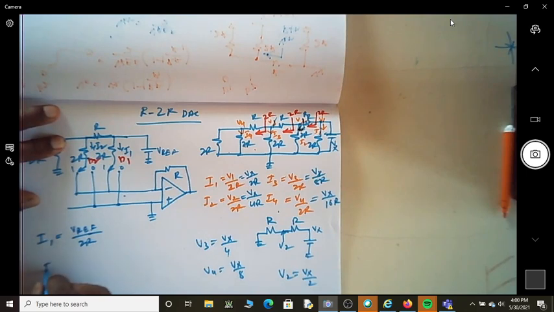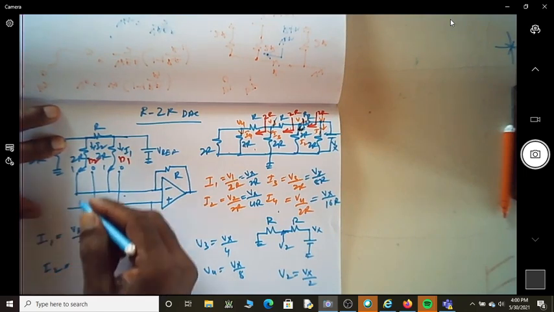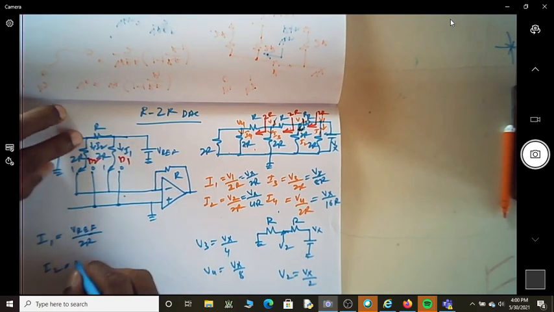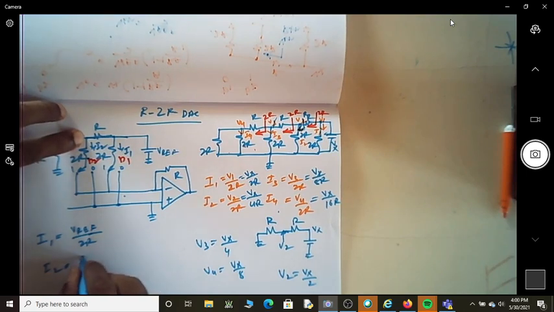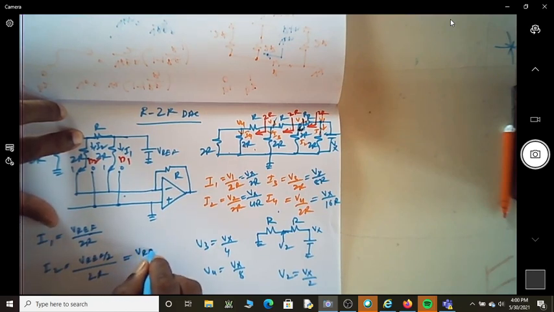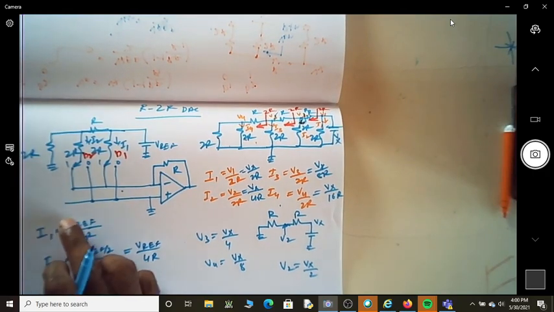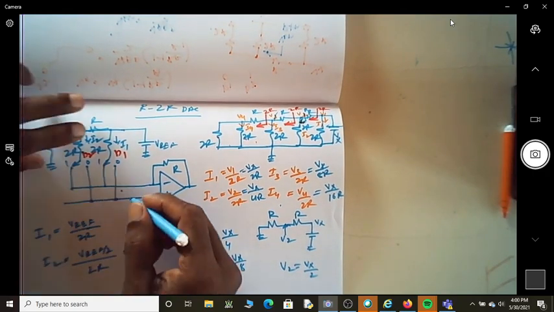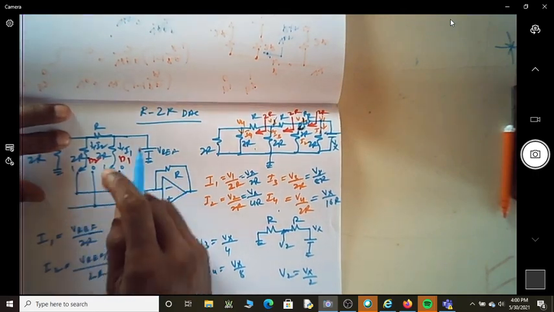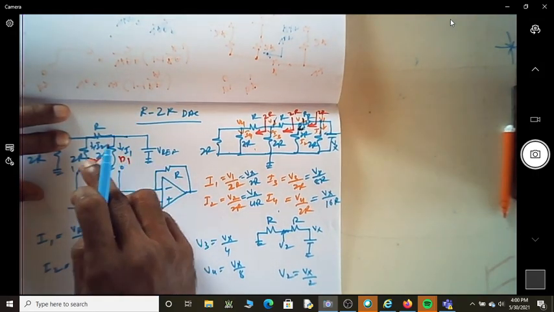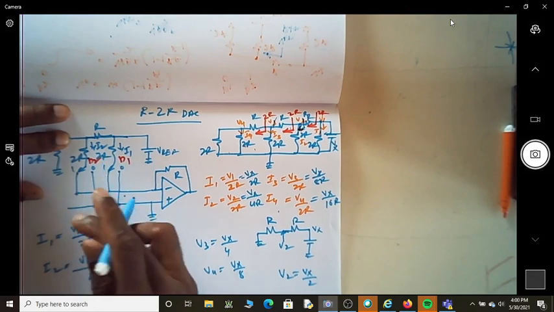Then what is the I2 current? I2 current is equal to, here what is the voltage? Here it's equal to V reference by 2 divided by 2R. So that will become V reference by 4R. This is the current that is going to flow over here. So this is when only B1 is equal to 1. This is when only B2 is equal to 1.